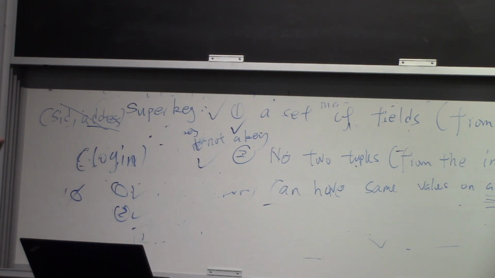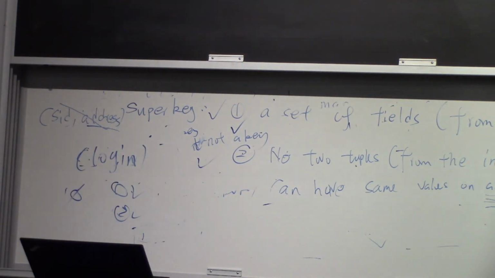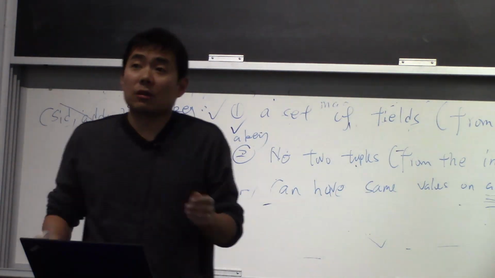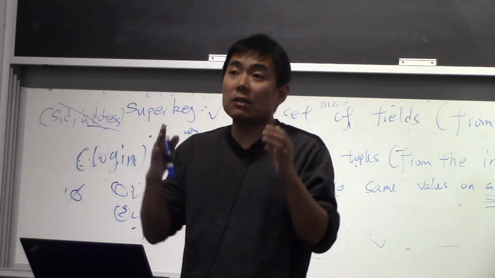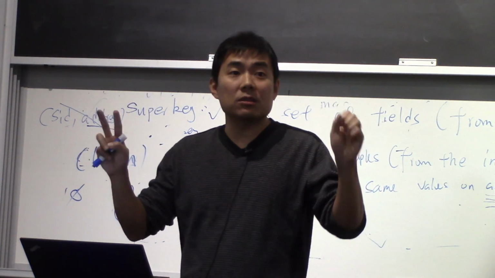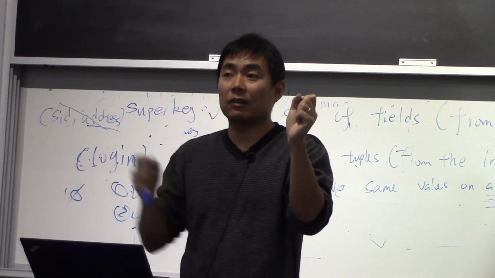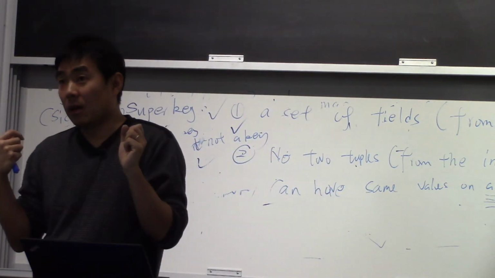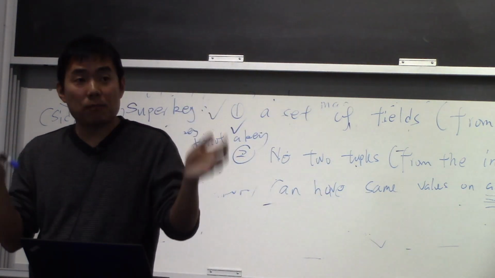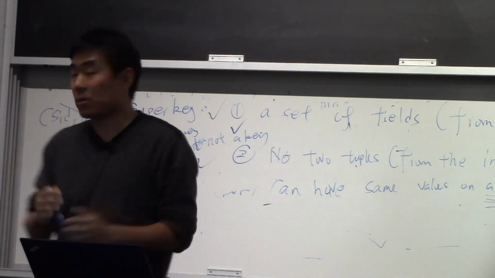So a simple example like student shows you that you may have two keys, key number 1 and key number 2. By the way, it is possible that you have multiple keys of different lengths. In this case, I have two keys. Both of them have a single attribute. The first one has SID, the second one has login. However, it is definitely possible to have multiple keys of different lengths, different numbers of attributes.